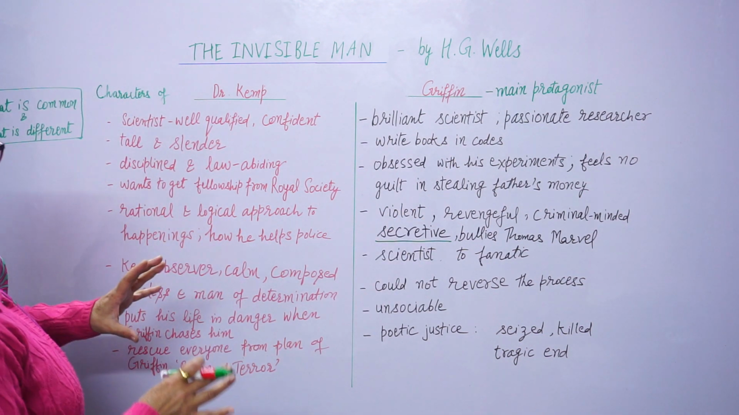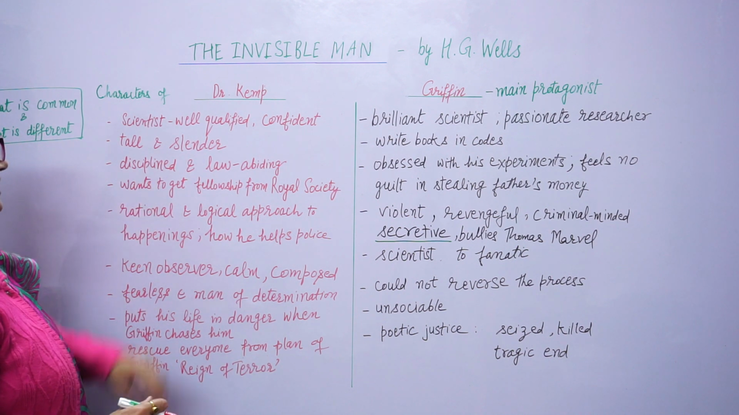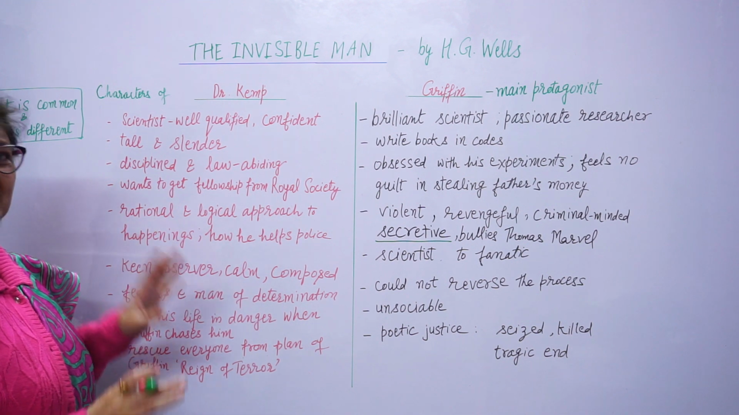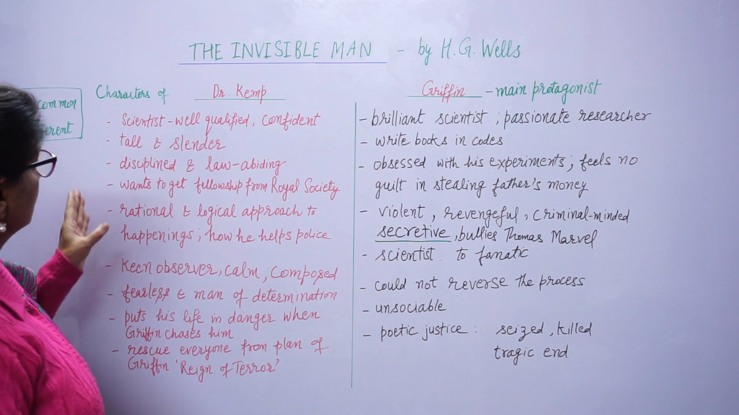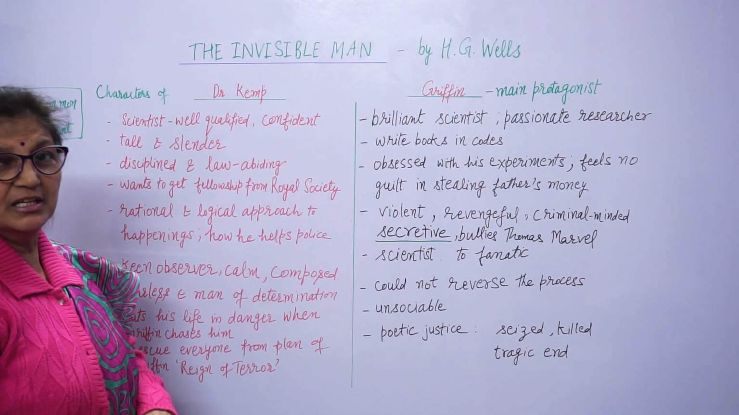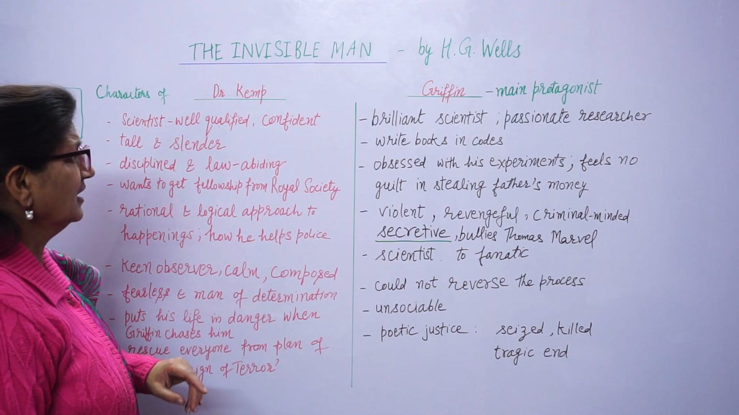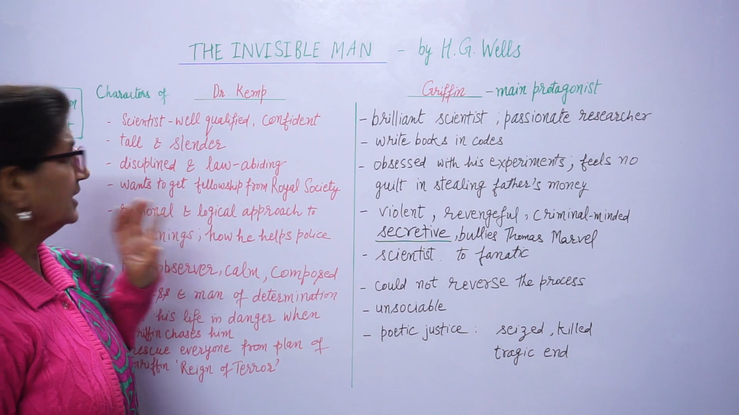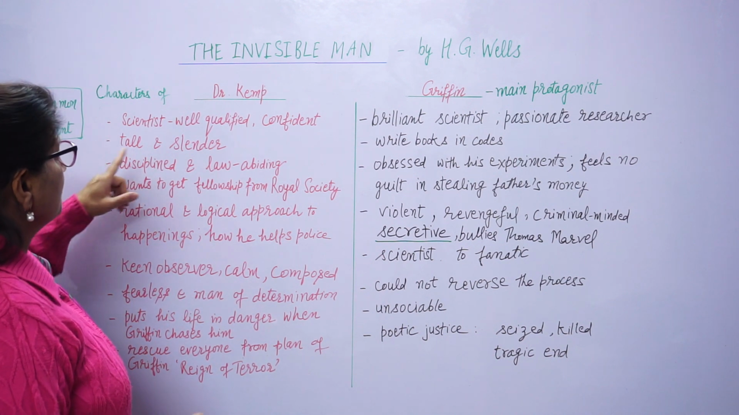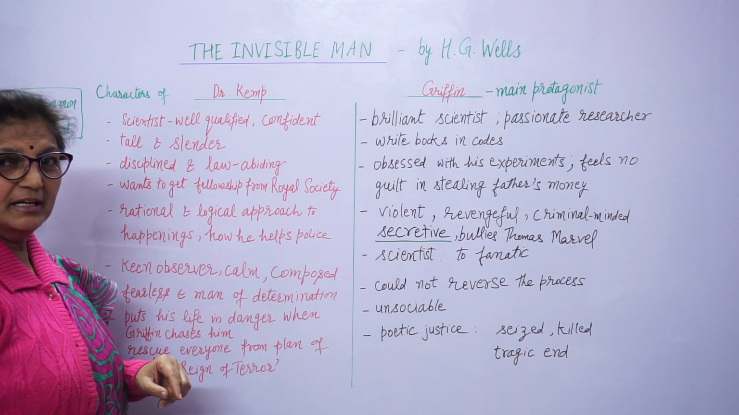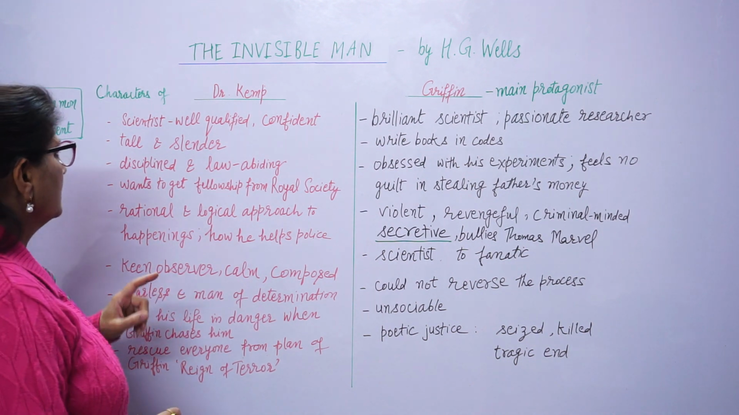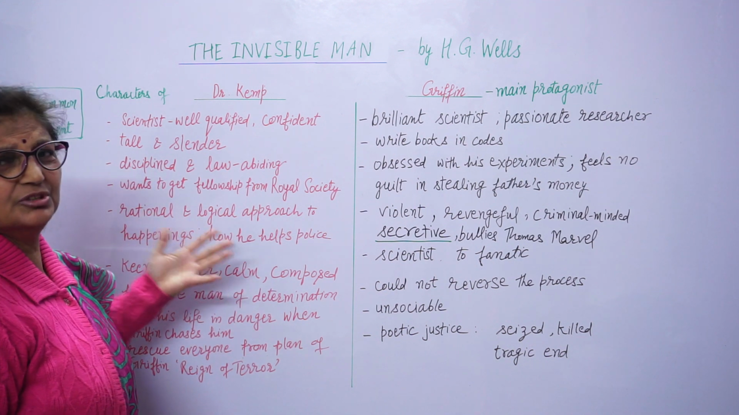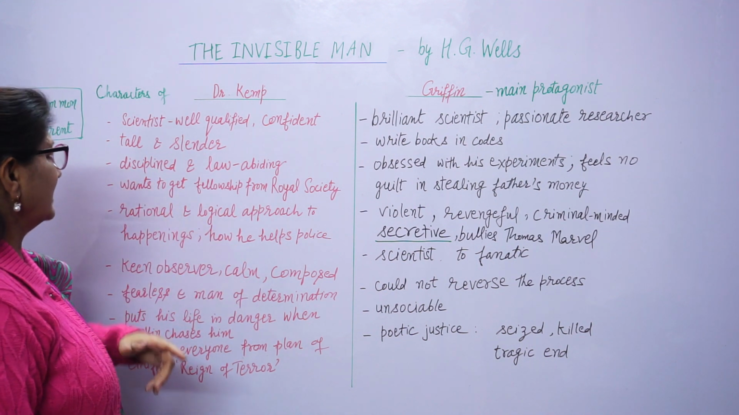If you have comparison and contrast with Dr. Kemp, what is similar between them? Both are scientists, and Dr. Kemp was senior to him in the same university, but attitude and persona of both the persons are different. Dr. Kemp was a scientist, well qualified, very confident. He was physical appearance in, you can write some sentences, 2 or 3 about the character, tall and slender.